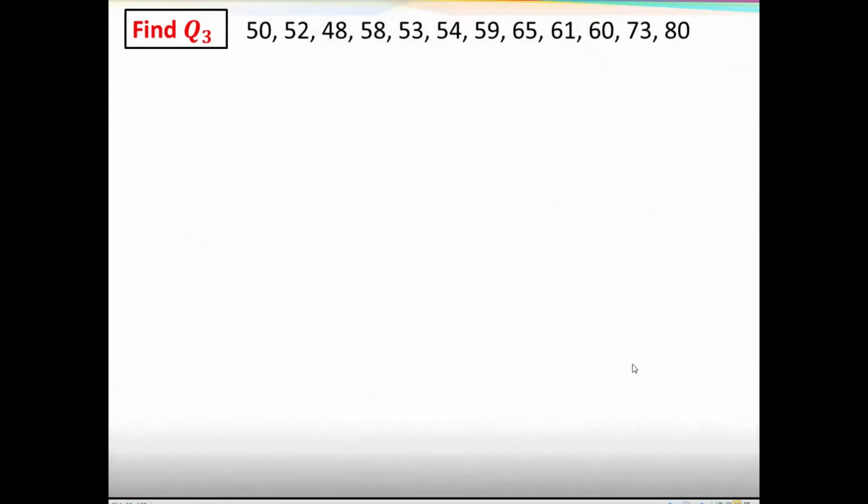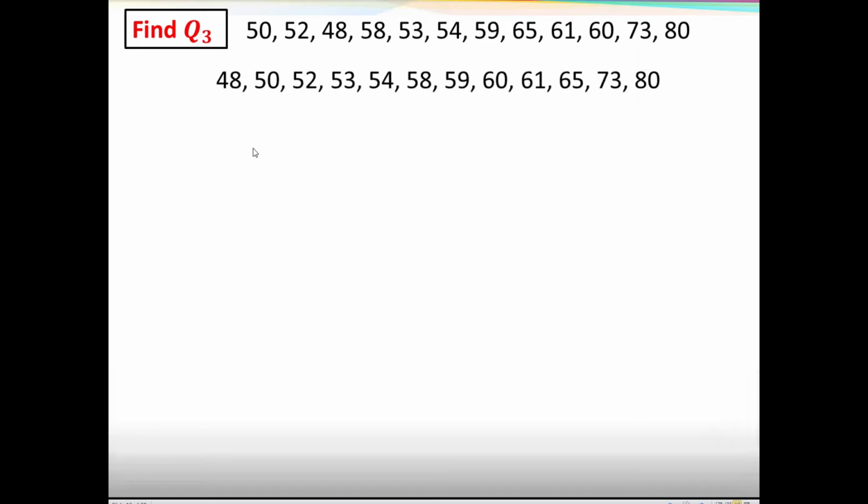With the same set of data, let's now find q sub 3. First step is to arrange our numbers in ascending order. So here is our solution. Next, count the number of entries. In this situation, our n is equal to 12.